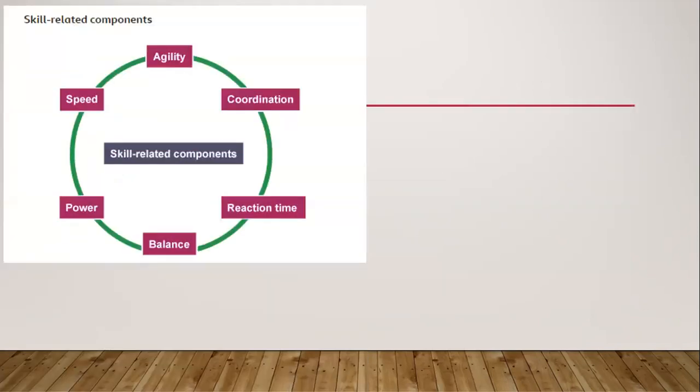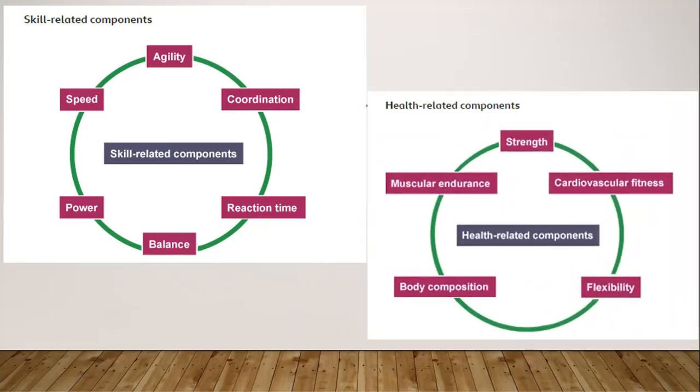We do have other elements to fitness. So as well as those 5 things, we have skill related. So you have agility, coordination, reaction time, so how quickly you can respond to something, balance, power, and speed. And they make up the components for a good sportsman or woman. These are the elements that we can deliver through, and that's what I've tried to do in my little activity sessions that I run.